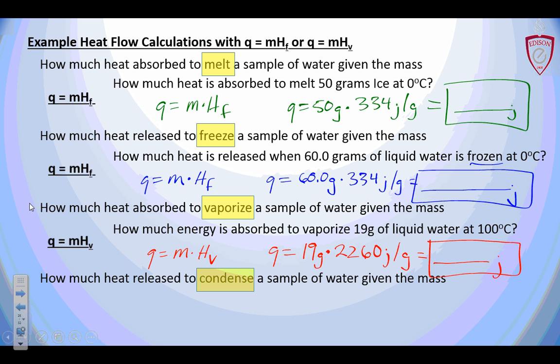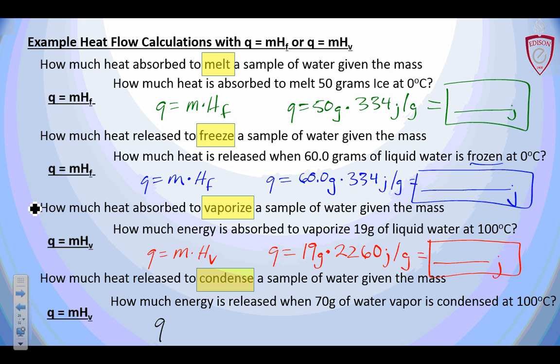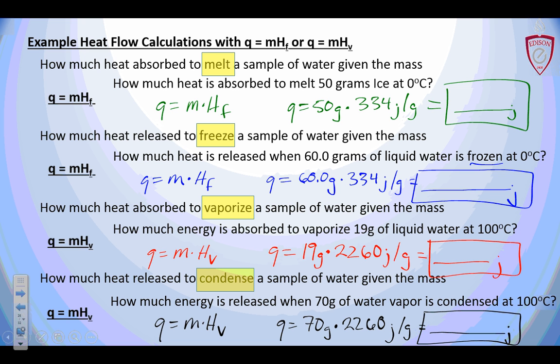So condensation happens at the vaporization point. I use H sub V. How much energy is released when 70 grams of water vapor is condensed at 100 degrees Celsius? I plug in the 70. Again, I'm going to use H sub V, which is 2260. Grams is going to cancel, and I am left with some number of joules. We plugged it in, you're chugging it out. And those are all the kinds of equations we could possibly see.